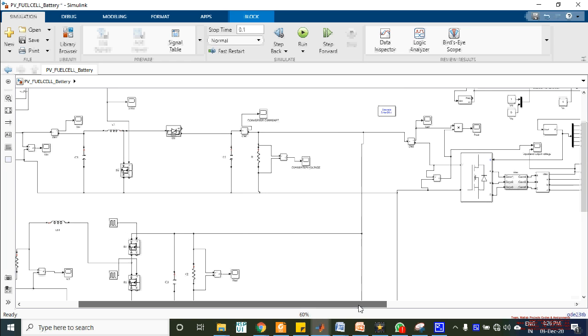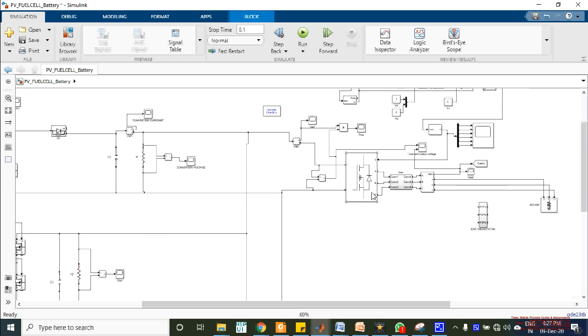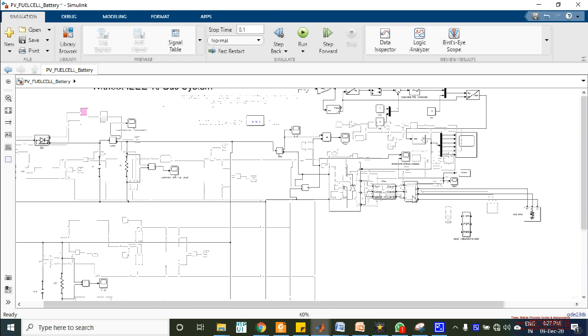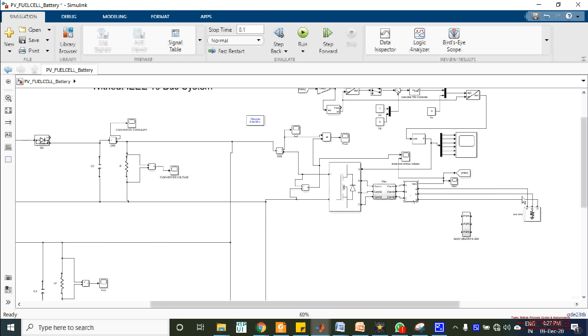with a three-phase inverter, and the three-phase inverter is connected with a residential load.